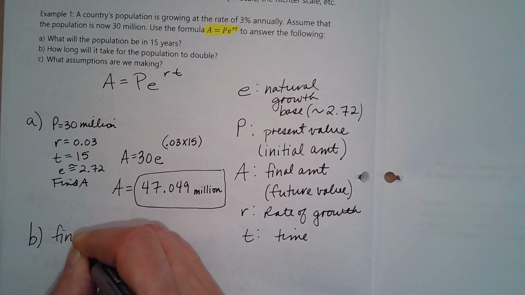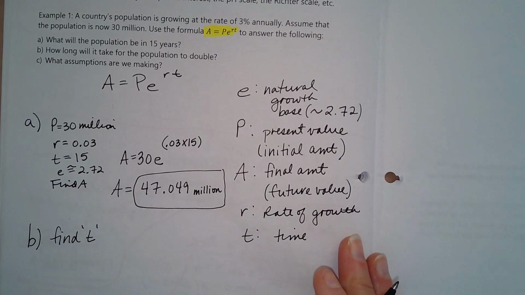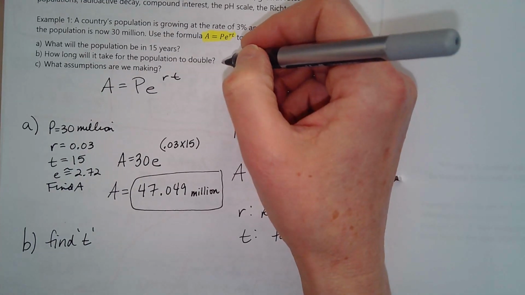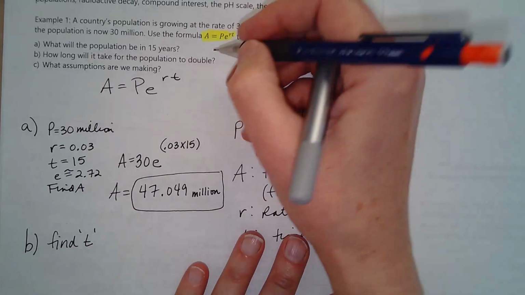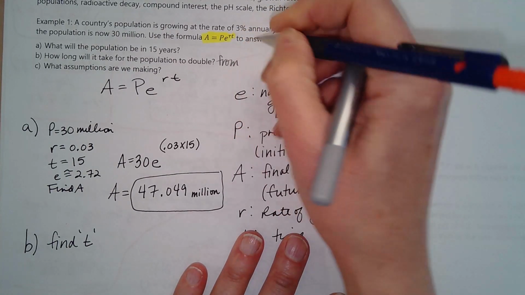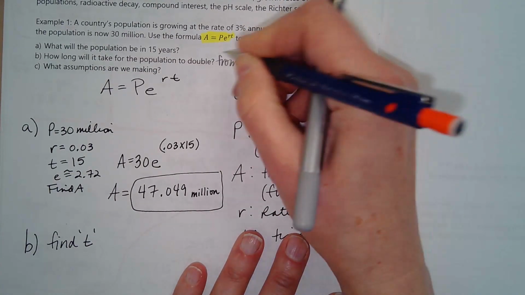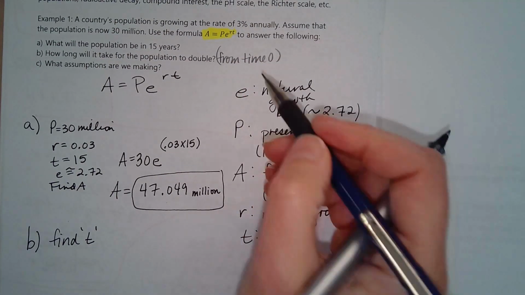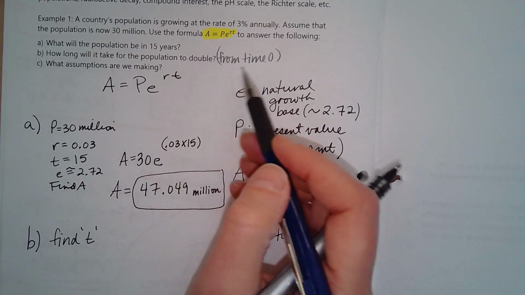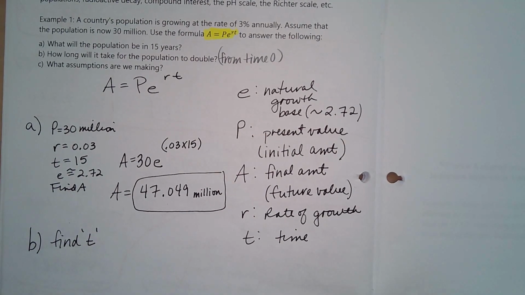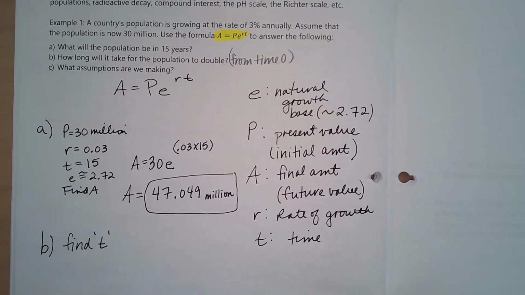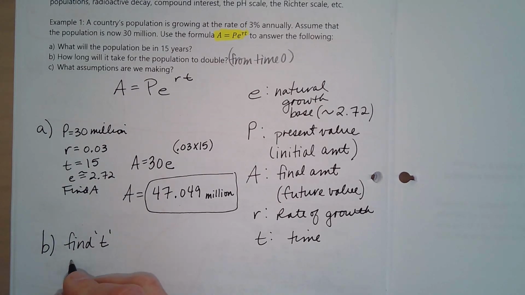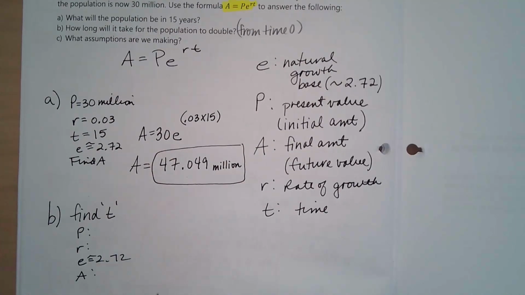If all I have to do is find T, then I must know what P is. I must know what R is. I must know E, of course. We know E. It means I must know what A is if I have to find T, right? I should know everything else. So P again, I'm just assuming it's 30 million. The rate is, I guess it's 0.03, right? We haven't been told otherwise. E is a number. What is A? 60, right? It must be 60 million if they said it was double. Okay, so I put my pieces in.